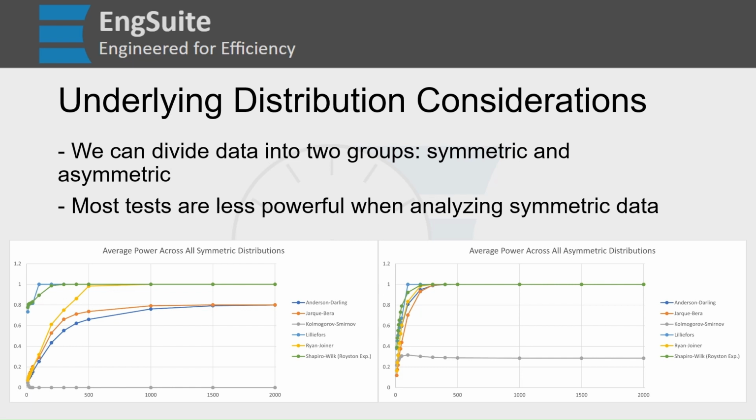But if you look at the asymmetric, almost everything approaches 100% power very, very rapidly, whereas with the symmetric, it takes quite a while. And the Anderson-Darling and the Jarque-Bera actually never approach 100%. And that's really what was dragging them down on that previous one, which was averaged across the symmetric and asymmetric. So this to me is just an incredibly great example of how the symmetry of your data can really have an impact on how reliable your normality testing is.